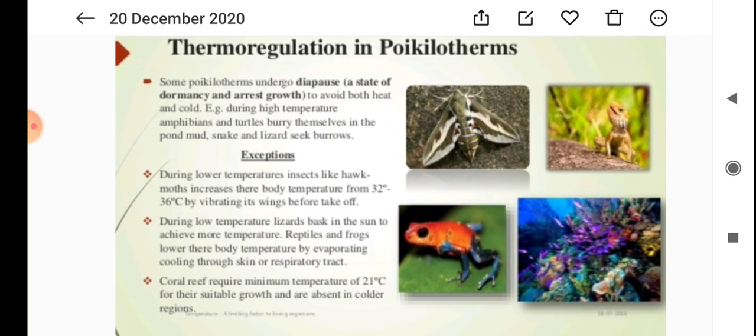Now, the thermoregulation in case of the poikilotherms. An animal's response to wide range in temperature is influenced by its physiology. All invertebrates, lower chordates, cyclostomes, fishes, amphibians, and reptiles have no internal mechanism for temperature regulation, and their body temperatures vary with surrounding environmental temperatures. Such animals are called cold-blooded, poikilothermic or poikilothermal animals.